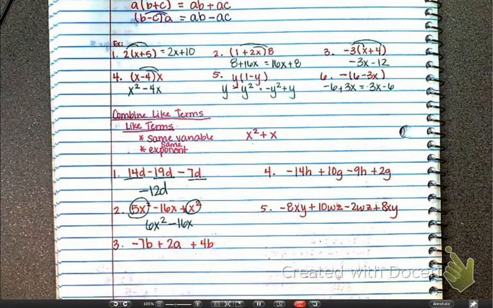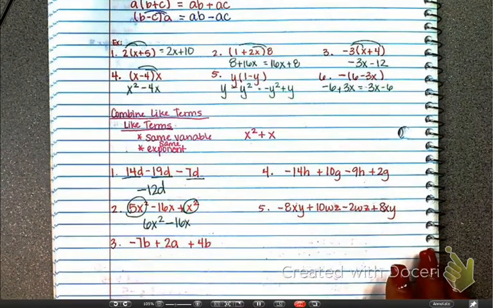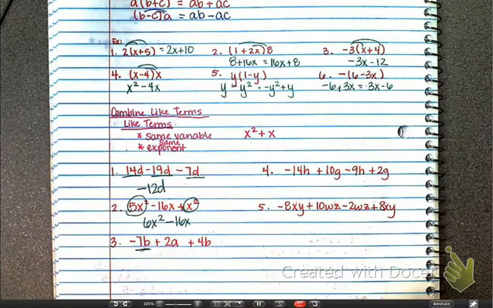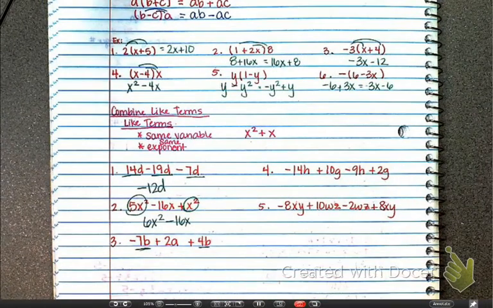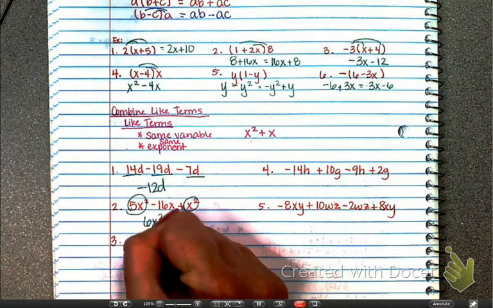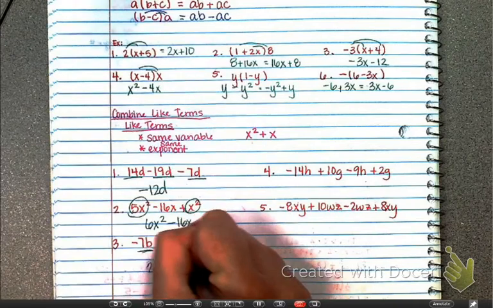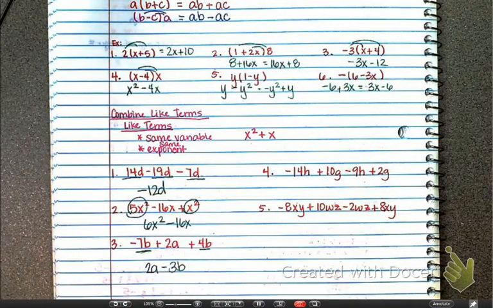What are my like terms for number 3? Oh, wait, no, it's an 8. The negative 7b and the 4b. Which term should come first, though? The a, alphabetical order. So I'm going to rewrite the 2a. And then negative 7 plus 4 is negative 3b. So again, if you have them backwards, just go back and fix them. We want to just get in the habit of writing them in alphabetical order and in standard form.